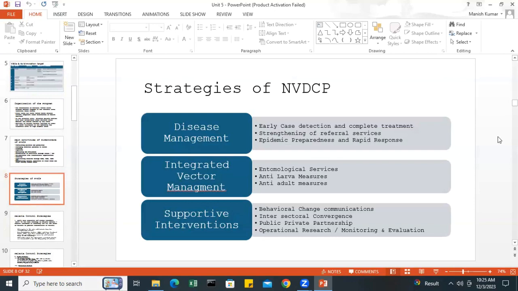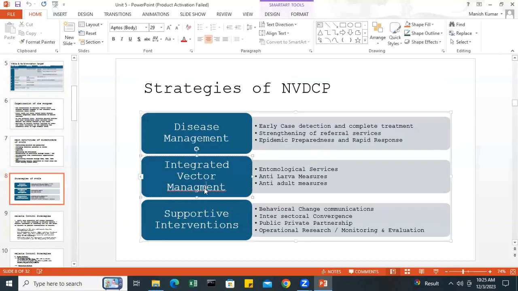Basically there are three broad strategies for NVDCP. One is disease management, another is integrated vector management, and the third is supportive intervention. The first strategy applies when there is already an epidemic breakdown and patients are already there. In that case, this strategy helps in early detection of cases and their complete treatment, and in strengthening referral services. Suppose a malaria or dengue case has been identified at a PHC and cannot be treated or monitored at that PHC level, then referral services come in, along with epidemic preparedness and rapid response.